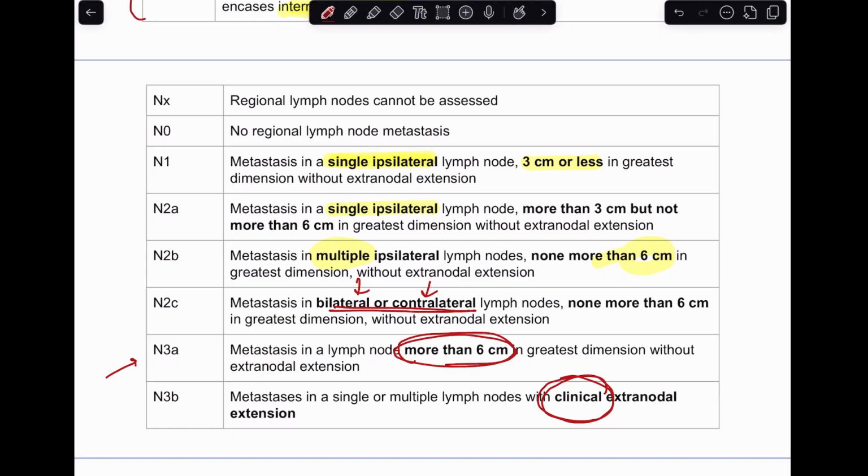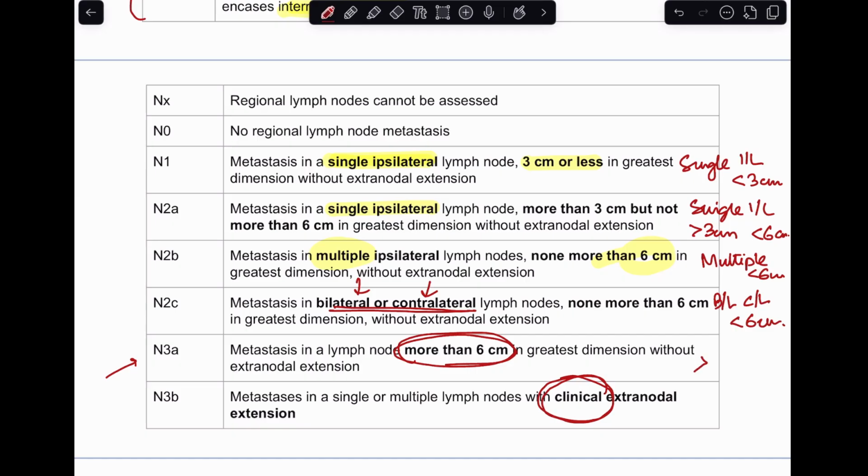So N1 was where there is a single ipsilateral node less than 3 centimeter. N2A is again single ipsilateral more than 3 but not more than 6. In N2B we have multiple coming in where it is less than 6. N2C we have bilateral and contralateral coming in, less than 6. N3A is more than 6 centimeter and N3B is if you have extranodal extension. Because we do not have any regional lymph node metastasis, we have classified our stage as N0.